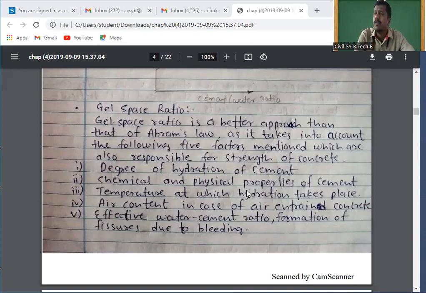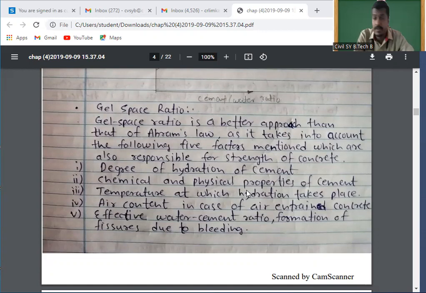At this time we are not going to focus on that law, but gel space ratio is very important for us to understand. Basically, which factors is it going to consider? It is going to consider the degree of hydration of the cement, chemical and physical properties of the cement, the temperature at which hydration takes place, the air content in case of air entrained concrete, and effective water to cement ratio.